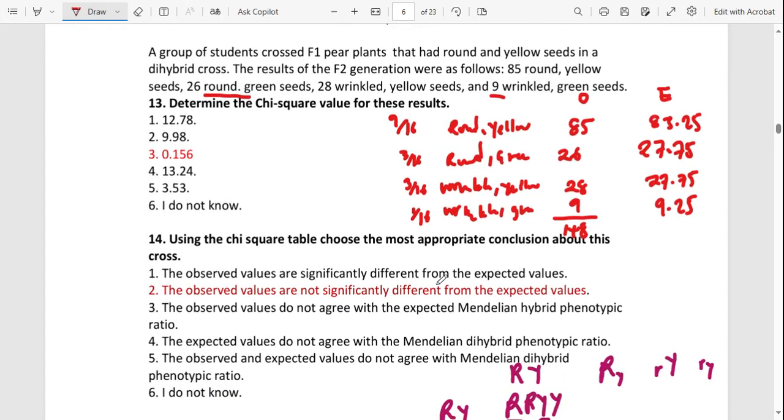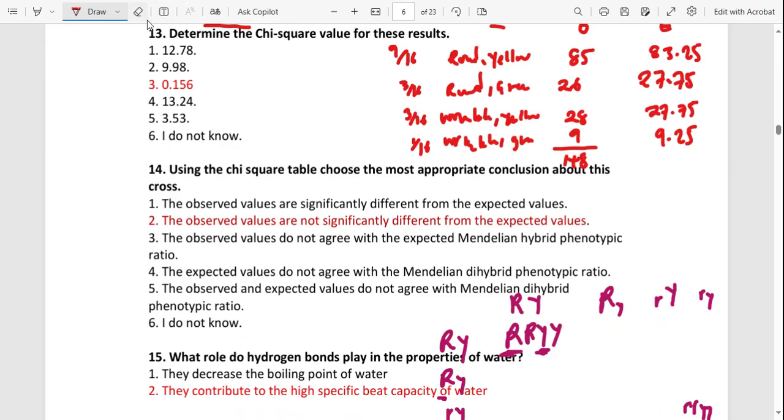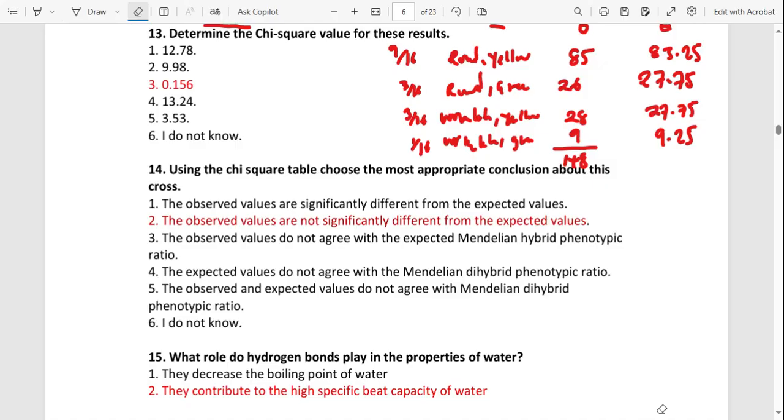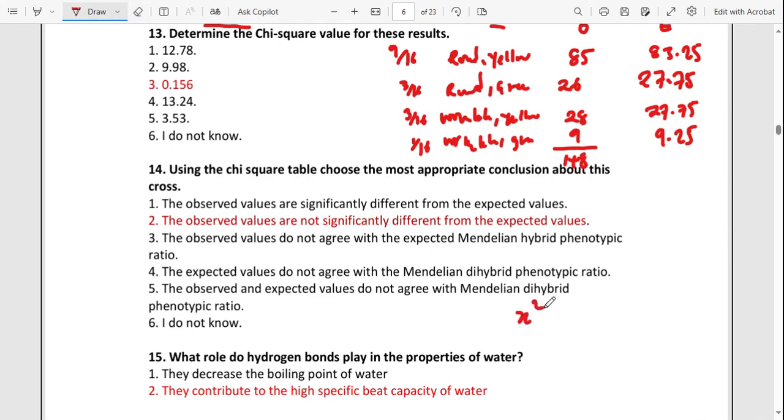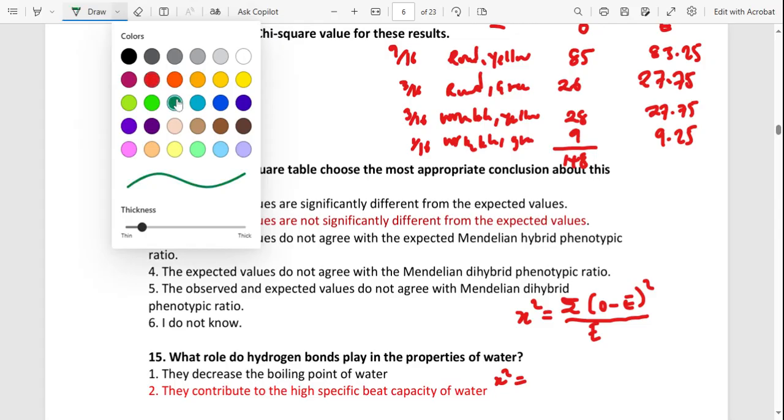So the formula that we use for the chi-square, okay, the chi-square, given as x squared, is given by the sum of the observed values minus expected values, squared, divided by the expected values. Okay, so we'll start.